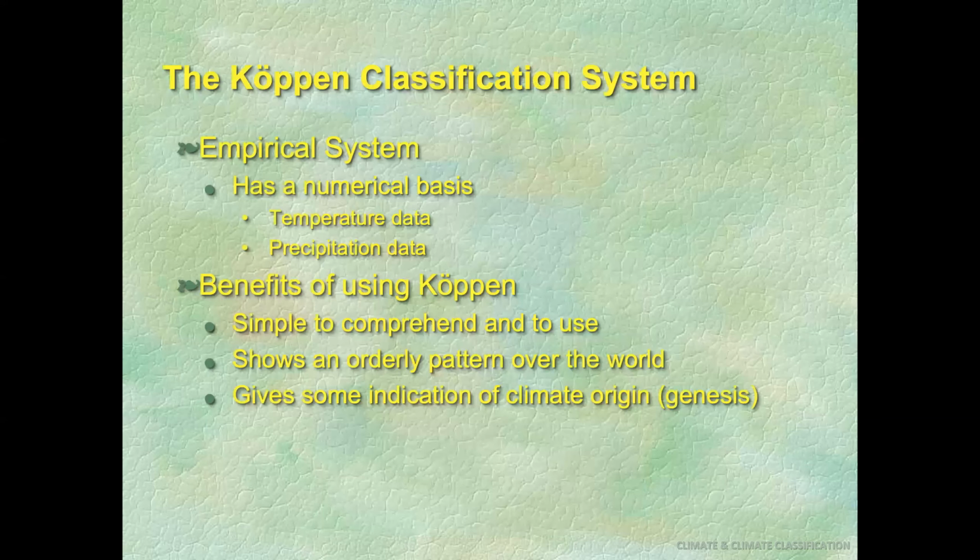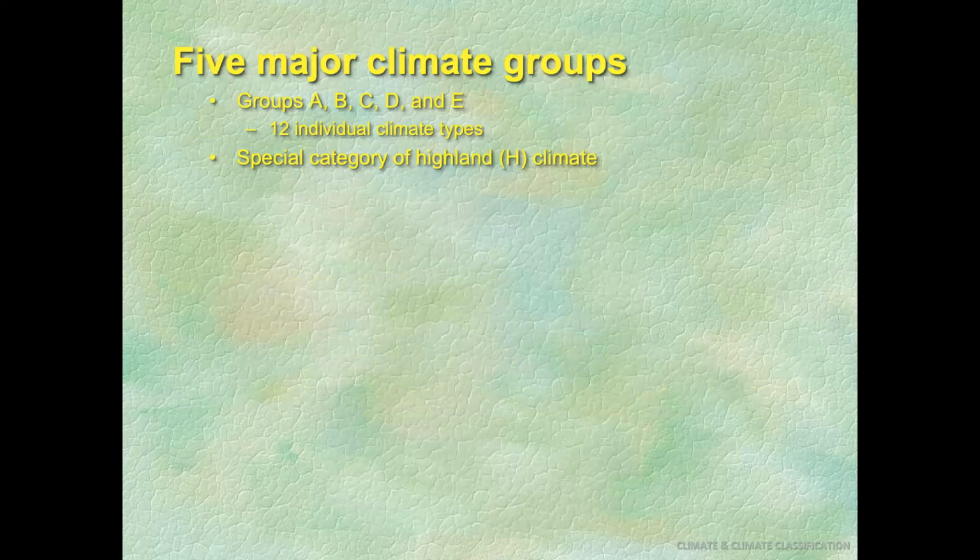Okay. So the Köppen system is called an empirical system. This means that it has a numerical basis. It isn't just someone's conceptual idea, it is actually based on numbers, and those numbers include precipitation and temperature data. It's simple, it shows an orderly pattern, and it gives you an indication of some climate type. So these are some of the benefits of it.